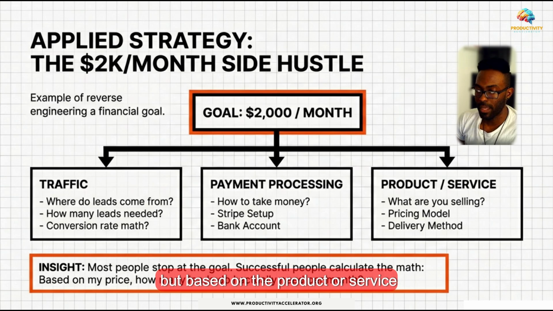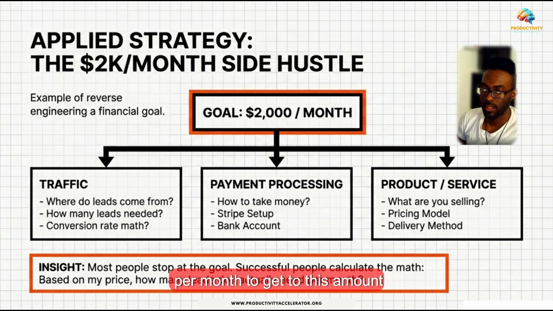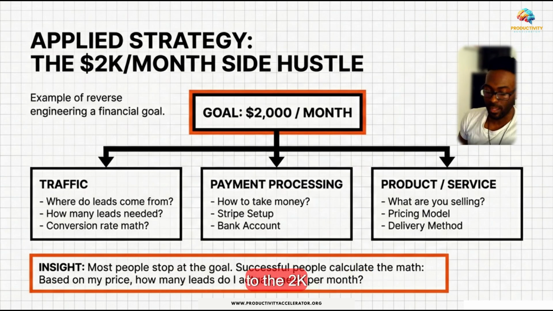This would depend on where you are. But based on the product or service, how much are you selling it for? And based on how much you're selling it for, how many people would you need per month to get to this amount? Like how many leads would you need to get to 2K? And how many leads need to convert at whatever price that you're selling this product or service at to get to the 2K? Does that make sense?